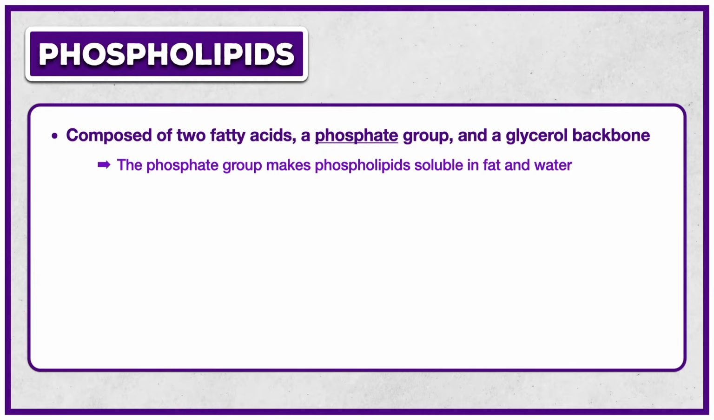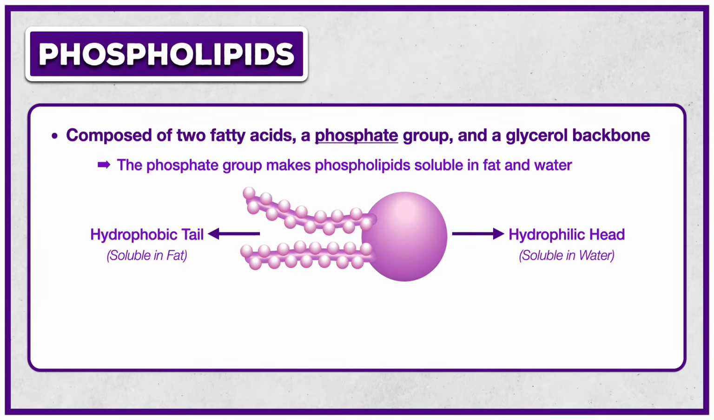Phospholipids are composed of 2 fatty acids, a phosphate group, and a glycerol backbone. The phosphate group makes phospholipids soluble in fat and water. Here's what phospholipids look like. The 2 fatty acids create the hydrophobic tail. That's the side that's soluble in fat. The phosphate group creates the hydrophilic head. That's the side that's soluble in water.